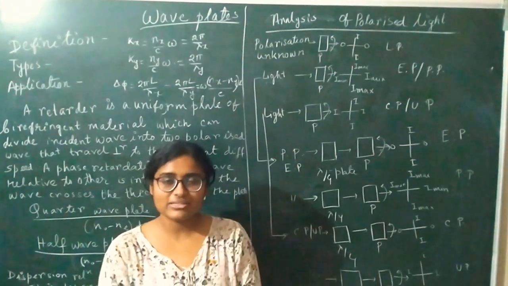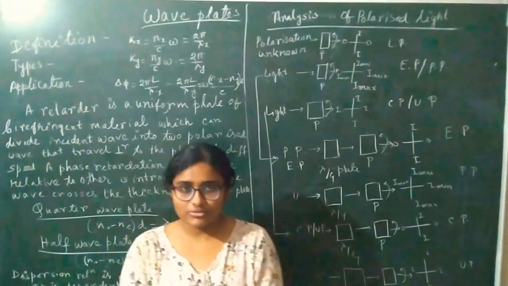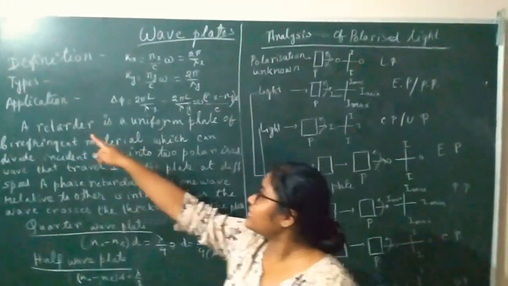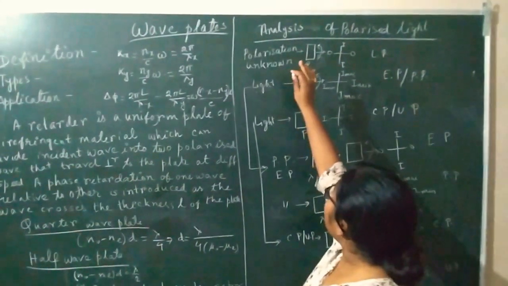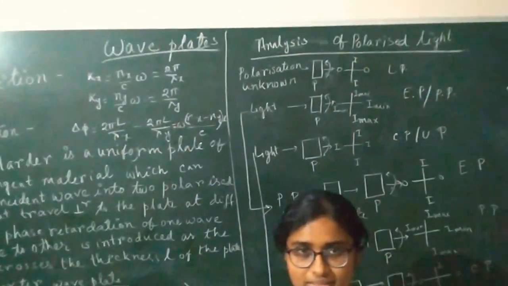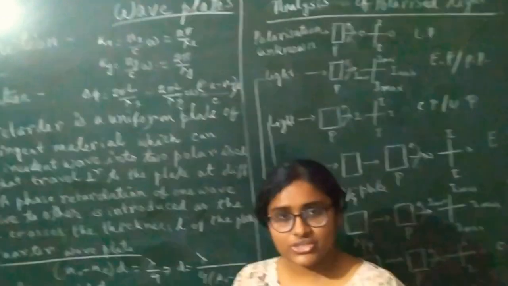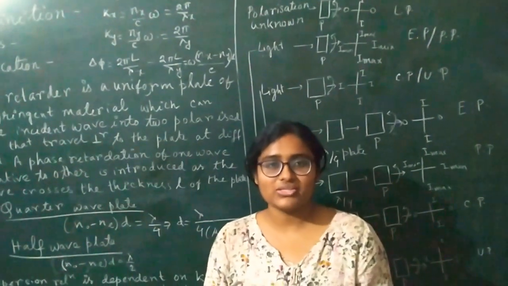So here we are starting the optics series, and today I will discuss wave plates or retarders and the analysis of polarized light. Last time I discussed polarization. What do you mean by polarization?